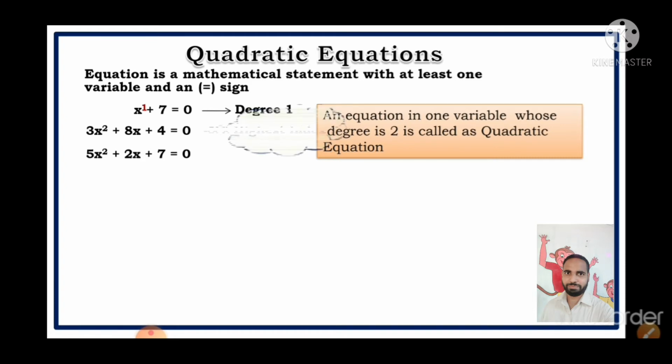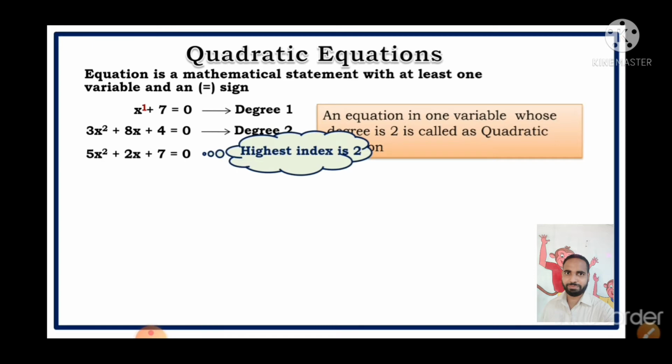Degree 1. Second, what is the highest index of this second equation? 3x square plus 8x plus 4 equal to 0. What is the highest index? That is 2. So degree is 2. What is the highest index of this third equation? 5x square plus 2x plus 7 equal to 0. Again the highest index is 2. So degree is also 2.